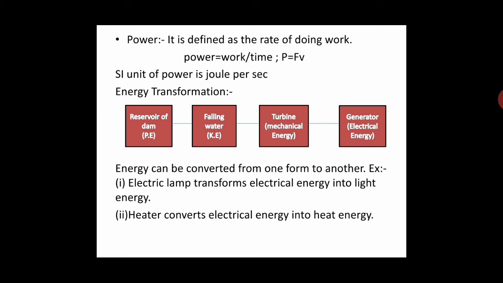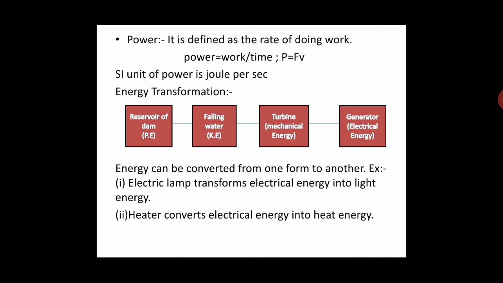Next we have energy transformation, which states that energy can be transformed from one form to another. The reservoir of a dam has potential energy because it is at a certain height. Falling water has kinetic energy because the water is in motion. The turbine has mechanical energy because it is rotating, so it has both potential as well as kinetic energy.